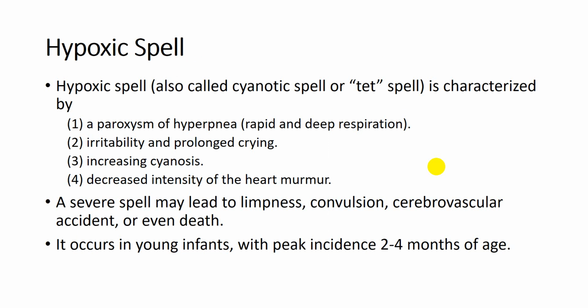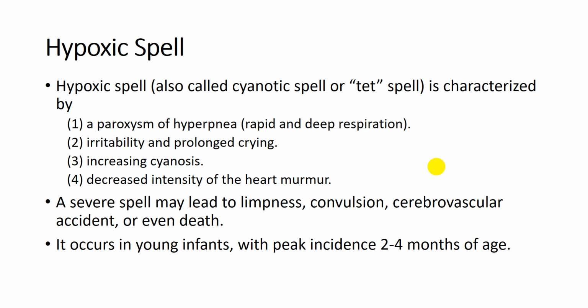The most important feature and characteristic part of the presentation in TOF is the hypoxic spell, or hypercyanotic spell, or Tetralogy spell. It's characterized by a paroxysm of hyperpnea, rapid and deep respiration, irritability and prolonged crying, increasing cyanosis, and decreased intensity of the murmur. Why? Because of decreased flow through the RVOT.